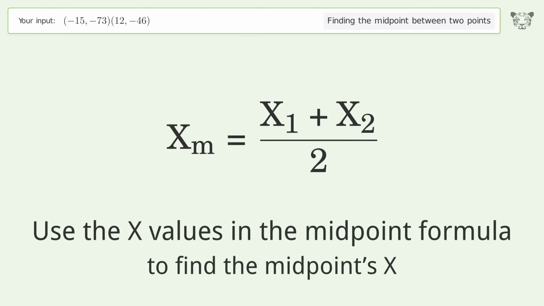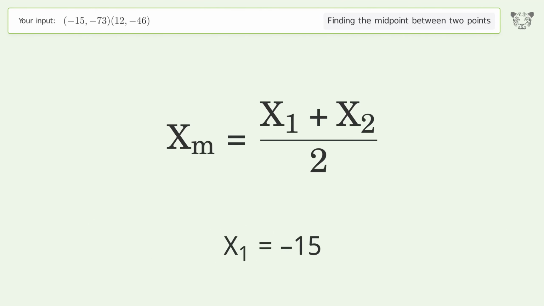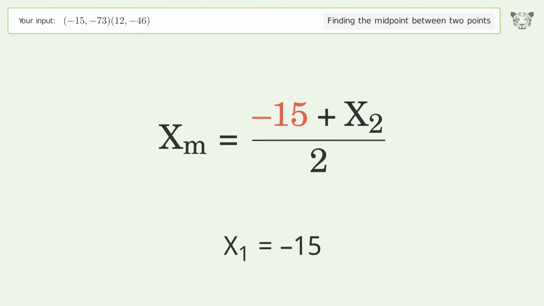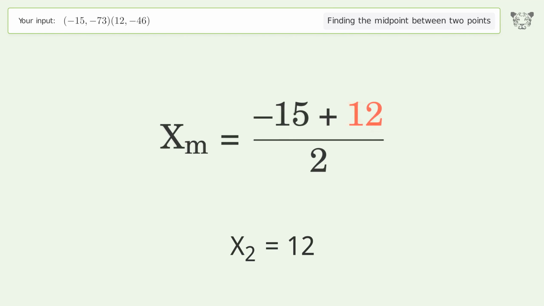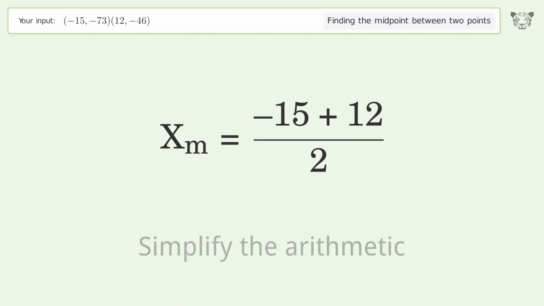Use the x values in the midpoint formula to find the midpoint's x. x1 equals -15. x2 equals 12. Simplify the arithmetic.